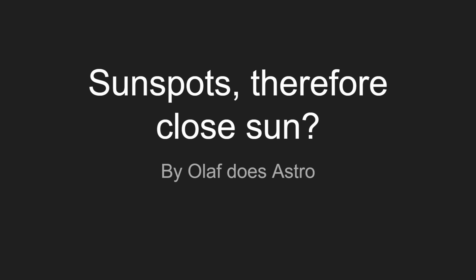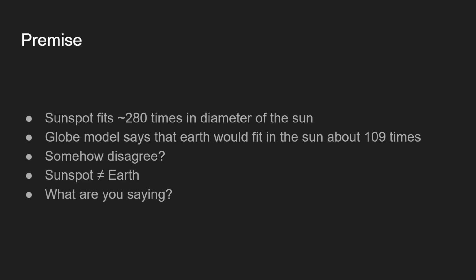Okay, so I will line out my issues with your approach, and then we can circle back to where I think you went wrong. So the premise, the way I understood it: the sunspot's diameter fits about 280, it's closer to 270, I wrote 280, not important, 280 times into the diameter of the sun. So the sunspot is 1/272nd or something like that of the diameter of the sun. No issues with that at all.